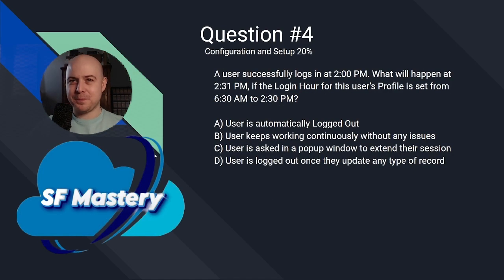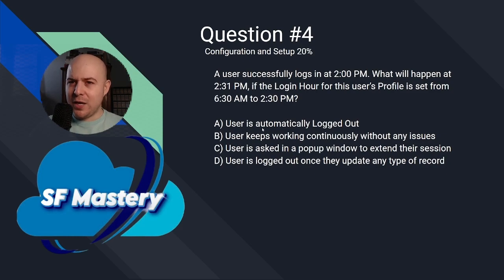Number 4. A user successfully logs in at 2 p.m. What will happen at 2:31 if the login hour for the user's profile is set from 6 a.m. to 2:30 p.m.? So it looks like they're 1 minute out of their bounds.